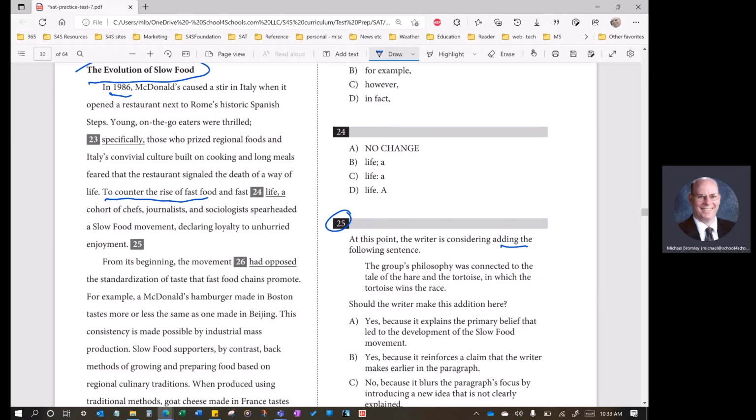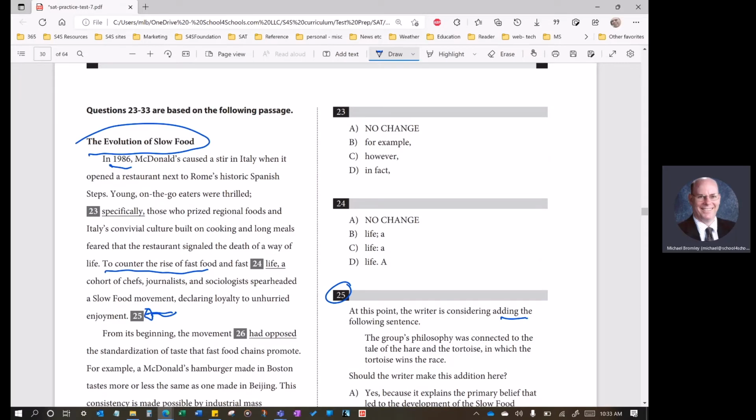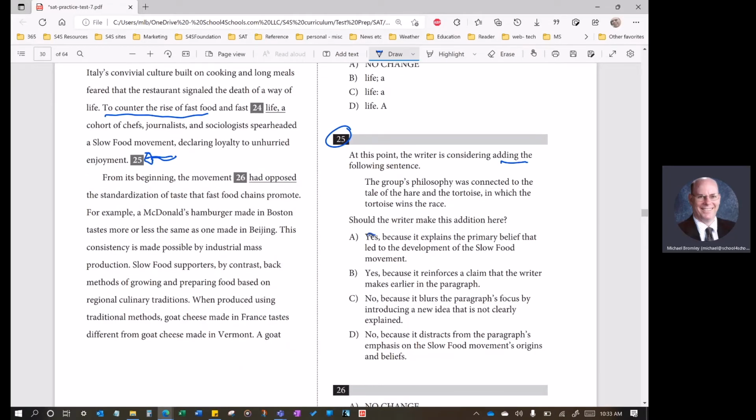And now note how this is going to go. Is this a concluding sentence or not? So the couple things I might do when I just determine yes, no. I need to keep in mind that it's asking me to add a concluding sentence to the first paragraph, which introduces the whole idea of the evolution of slow food. But what I like to do is ignore the yes, no, and then look at the explanations and see if I can eliminate them. So the group's philosophers connected the tale of the hare and the tortoise, in which the tortoise wins the race. Does that explain the primary belief that led to this? That's obviously not what happened. So that didn't lead to the development of slow food, so that would be wrong, okay?